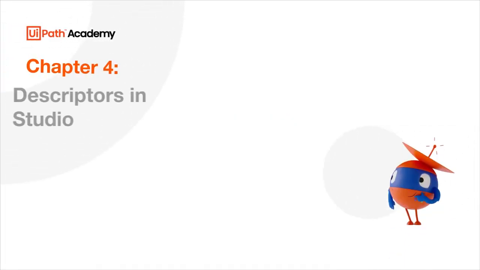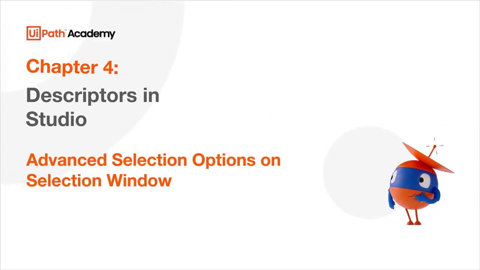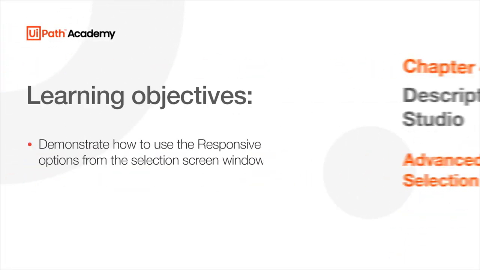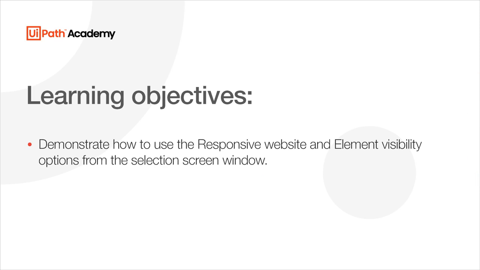Hello, and welcome to this demo on advanced selection options in the selection window. In this video, we'll specifically cover responsive website and element visibility options from the selection screen window. We have already covered most of the options of the selection screen in the UI automation course. It's recommended that you take the UI automation with Modern Experience course first.